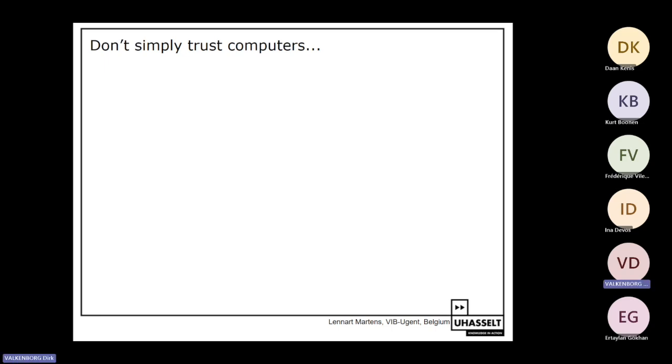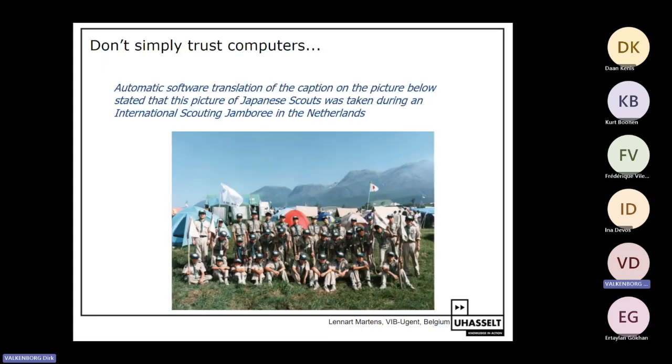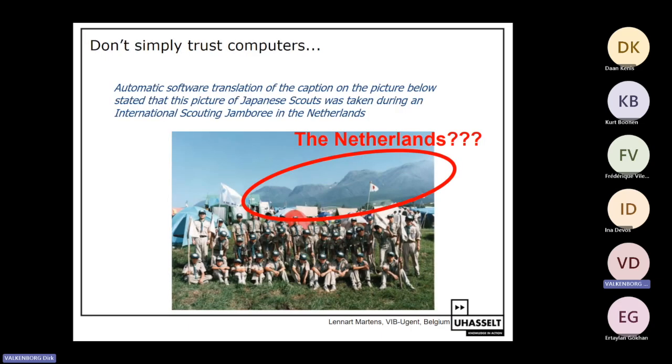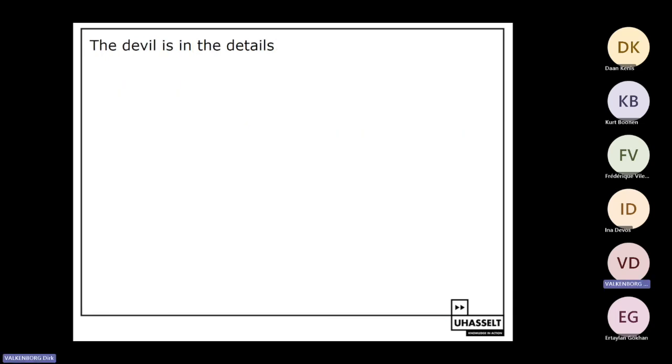So generally, when you use automated workflows, the idea is don't simply trust computers. Automatic software here is, this is a picture from Japanese scouts during an international jamboree in the Netherlands. It says possibly, I don't know. I don't think we have these mountains in the Netherlands. So it is complicated work.